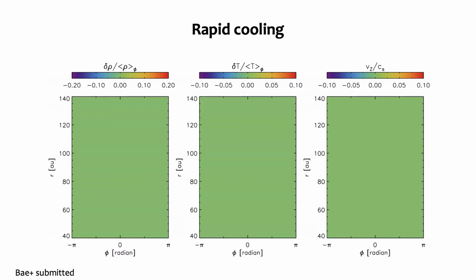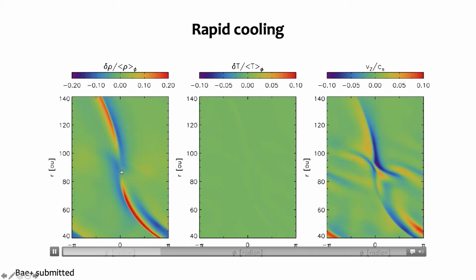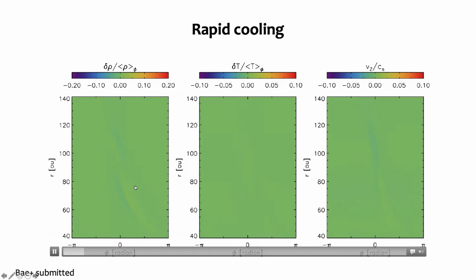So to begin with, this is the result for the rapid cooling model. From left to right, you see perturbed density, perturbed temperature, and vertical velocity. And the planet is again at 90 AU. That's a half Jupiter mass planet at the azimuth of 0, so at the middle of each panel. And this is pretty much what you have been seeing in typical planet-disk interaction simulations. You have a planet, it excites a spiral in the inner disk and one in the outer disk. Those are driven by Lindblad resonance.